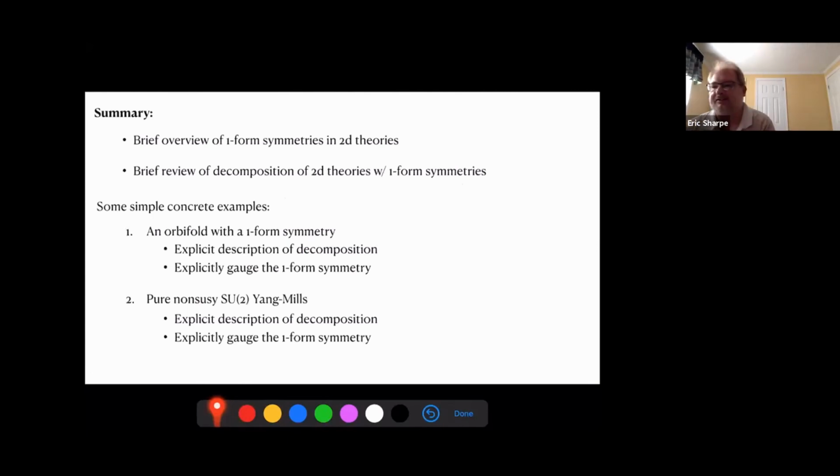So to summarize, I gave everyone a brief overview of one-form symmetries in two-dimensional theories. I've reviewed decomposition of two-dimensional theories with one-form symmetries, and I worked through a couple of simple concrete examples, in both cases giving an explicit description of decomposition and explicitly gauging that one-form symmetry, which is essentially the new wrinkle, and at this point more of a bookend to this particular line of thought.